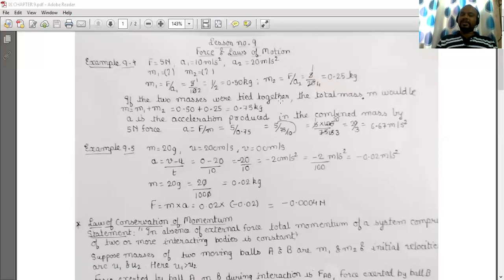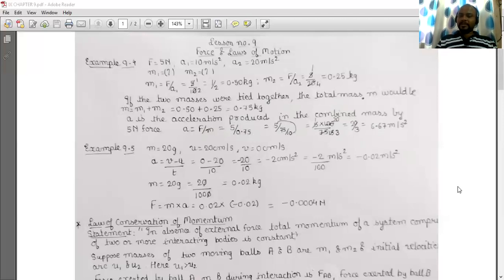If the two masses were tied together, the total mass M would be M equal to M1 plus M2, that is 0.50 plus 0.25, which is equal to 0.75 kg. A is the acceleration produced in the combined mass by 5 Newton force. A is equal to capital F upon M, that is 5 upon 0.75. Its reduced form gives us 20 upon 3, that is 6.67 meter per second square.